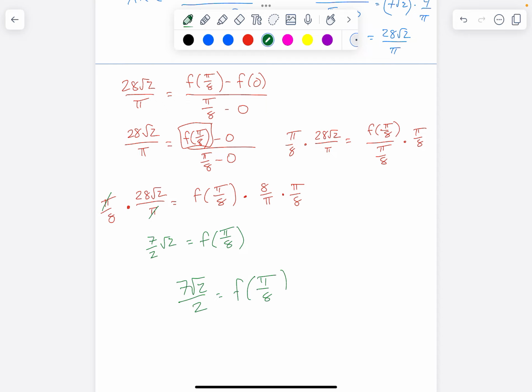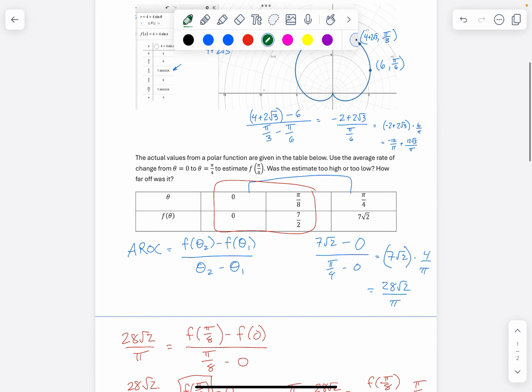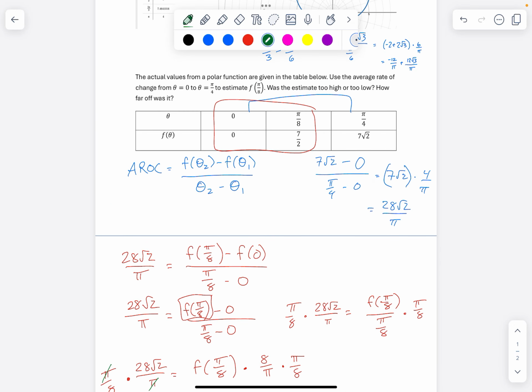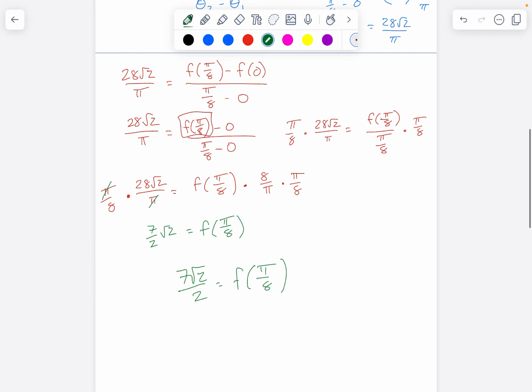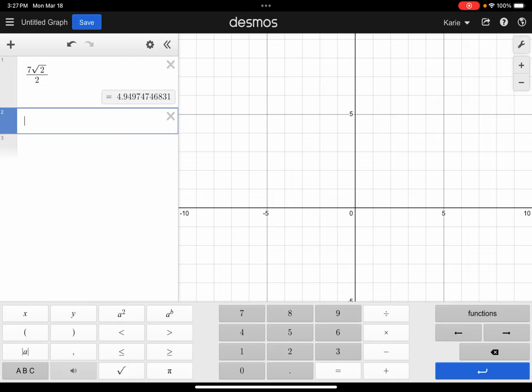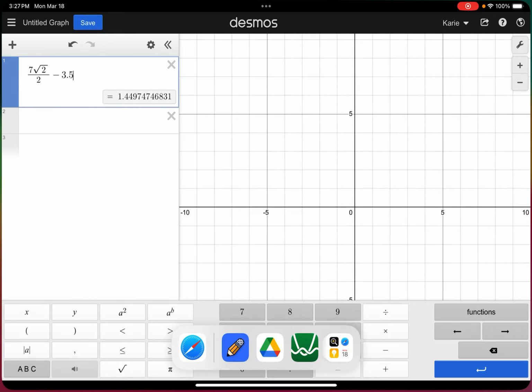But from the table, we had that f of pi over 8 was equal to 7/2. So now what we want to do is figure out how far off we were. Okay, so let's come back to Desmos. What did we have? 7 root 2 over 2. It is approximately that big, whereas 7/2 is 3.5. So we are over, so take that number and then subtract away 3.5. And we were too big by 1.5-ish. Not quite, but that sort of thing.